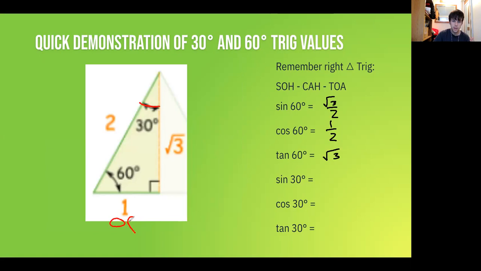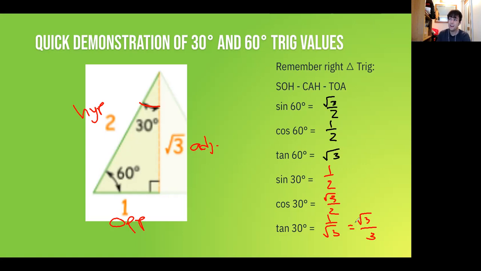We have this one as the opposite. The hypotenuse stays the same, and now this one's our adjacent, because the opposite is across the triangle. So the sine of 30 is opposite over hypotenuse, 1/2. Cosine of 30 is adjacent over hypotenuse. Tangent of 30 is opposite over adjacent, 1/√3, or √3/3.